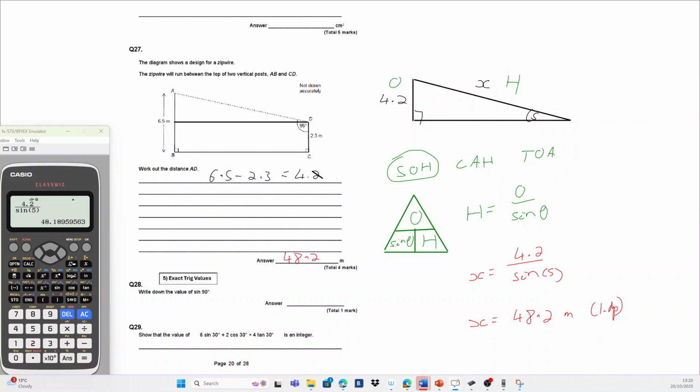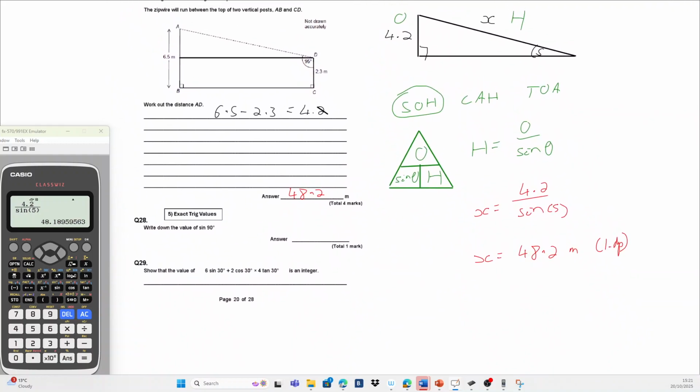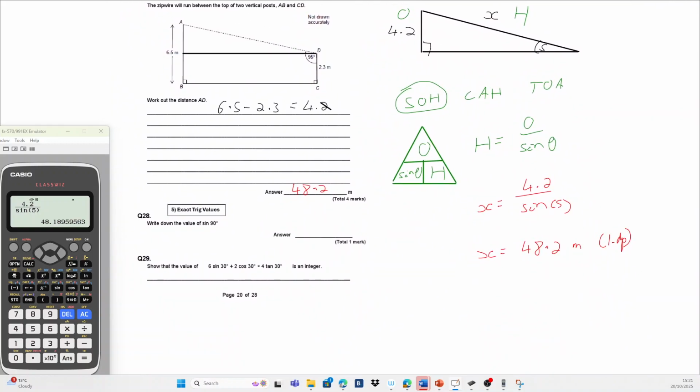27 is perfect. Okay, so there we go, and I believe that is it for section number 4, isn't it? Good. So perfect. Section 4 is complete. On to section number 5 next, which is looking at exact trig values. Okay, I'll see you there. Perfect.